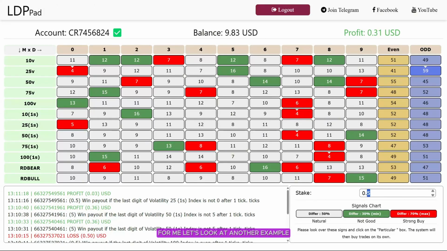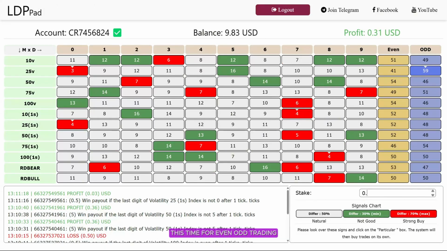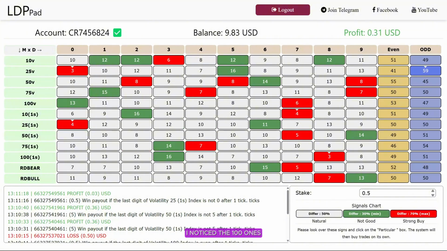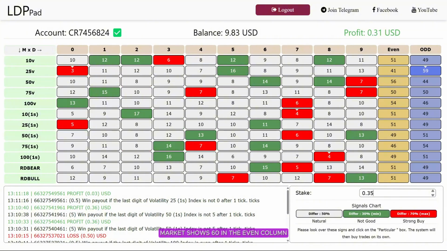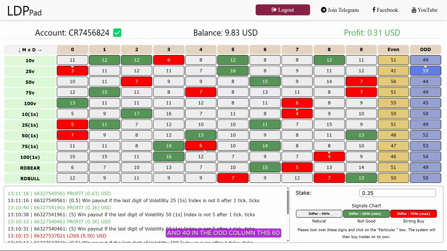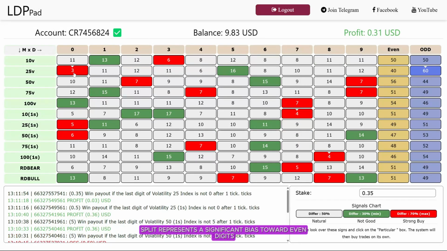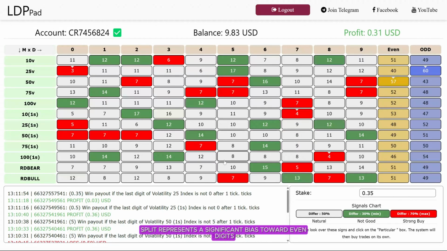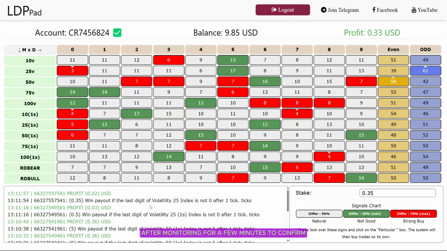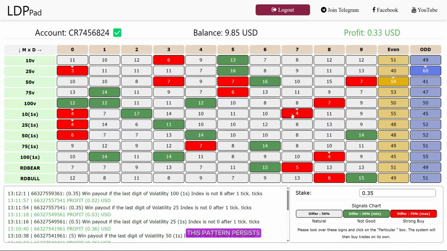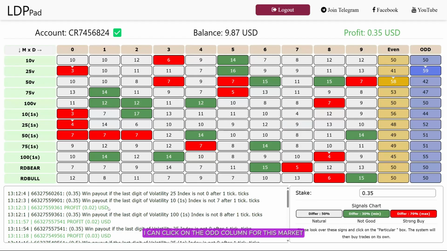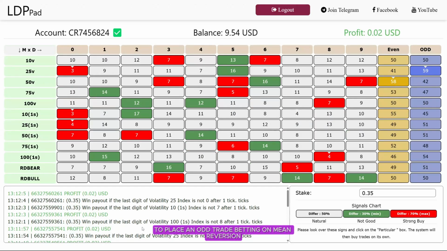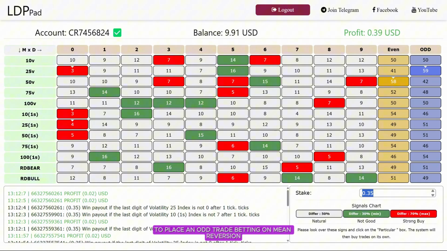Let's look at another example, this time for even-odd trading. I notice the 101's market shows 60 in the even column and 40 in the odd column. This 60-40 split represents a significant bias toward even digits. After monitoring for a few minutes to confirm this pattern persists, I can click on the odd column for this market to place an odd trade, betting on mean reversion.